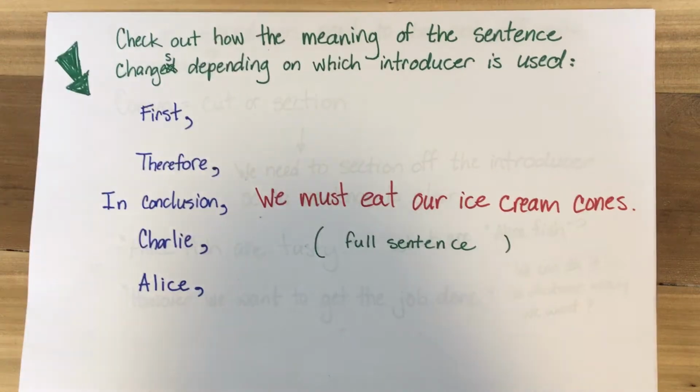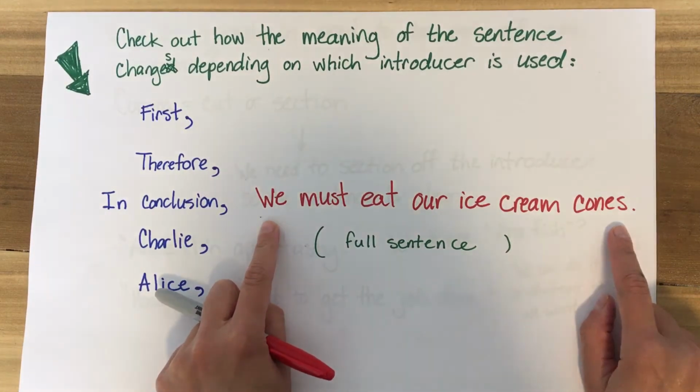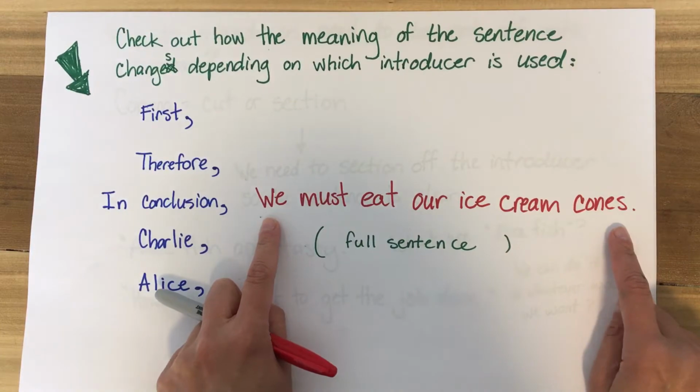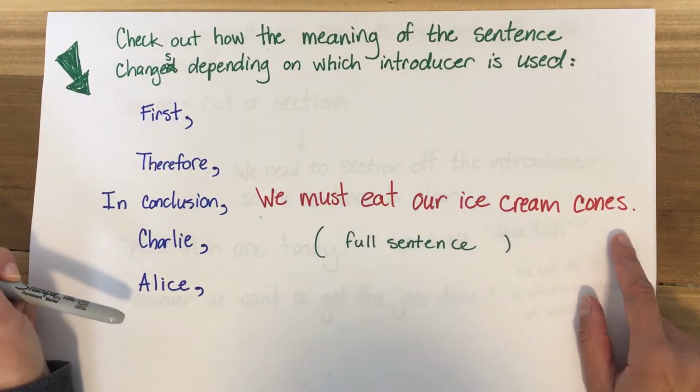All right, so check out how the meaning of the sentence changes depending on which introducer is being used. So here I've got our sentence, we must eat our ice cream cones, which is a great sentence, a tasty sentence. See how it changes depending on what introducer I put in front of it.